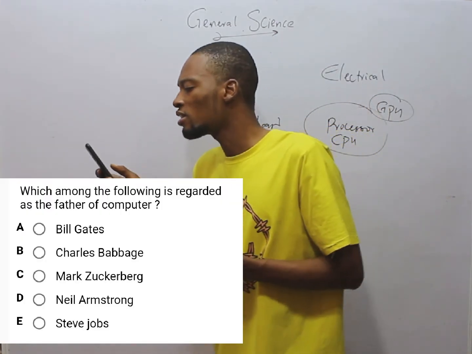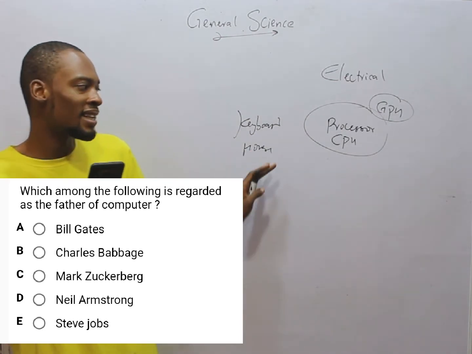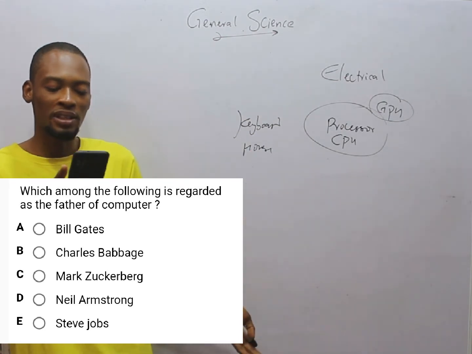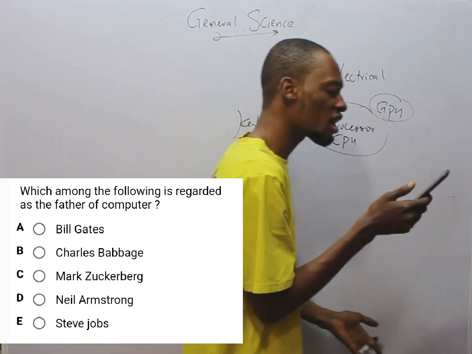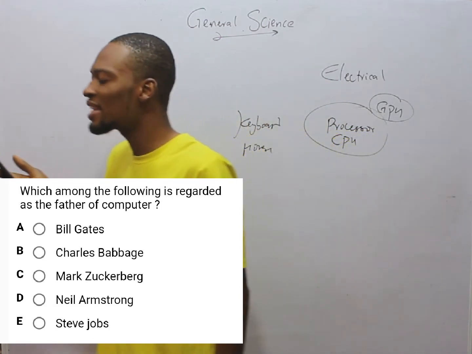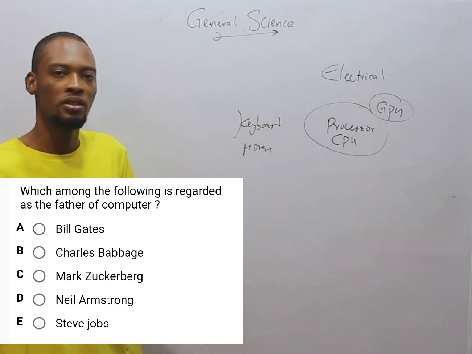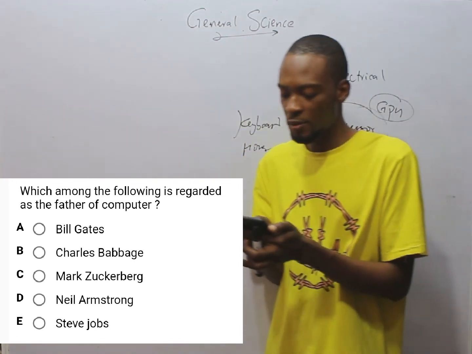Which of the following is regarded as the father of the computer? Charles Babbage is the father of the computer. Mark Zuckerberg is the father of Facebook. He owns Facebook, founder of Facebook. Steve Jobs, founder of Apple. Bill Gates, founder of Microsoft. So Microsoft Windows was founded by Bill Gates.